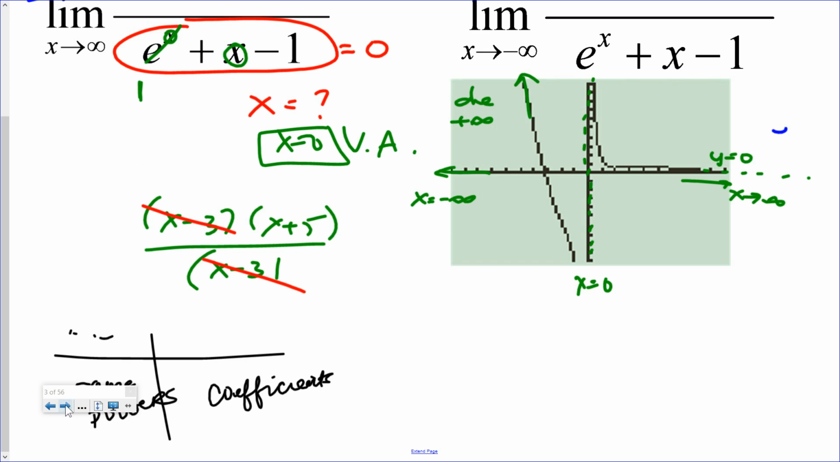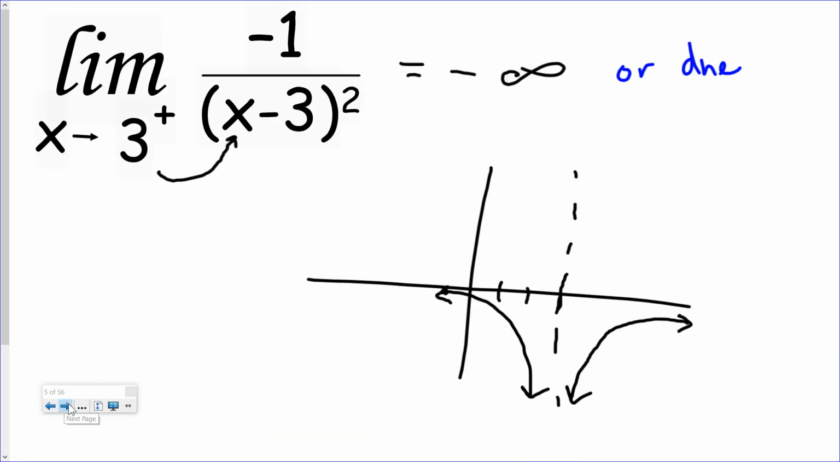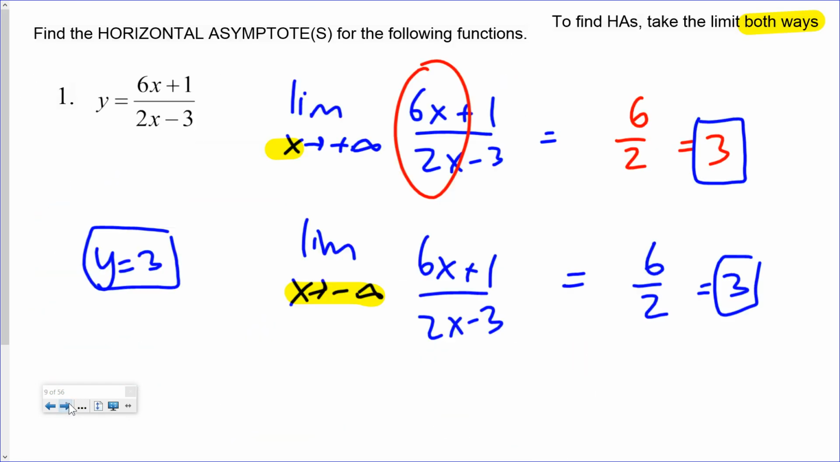Okay. All right, guys, pass up your warm-ups. And let's go on to your homework from last night. So pull out your homework, guys.